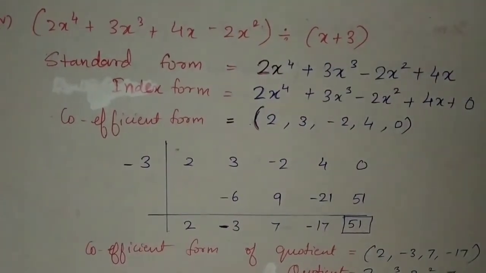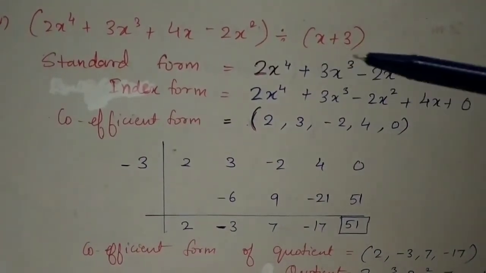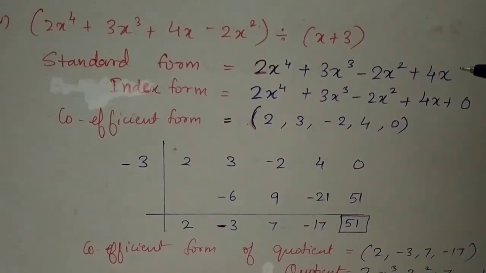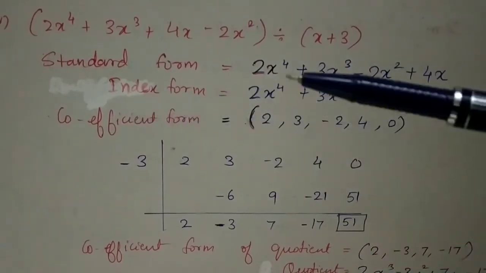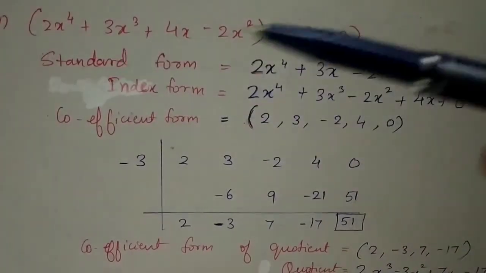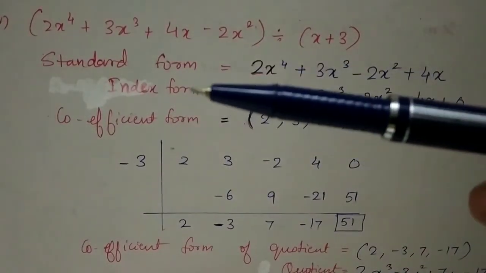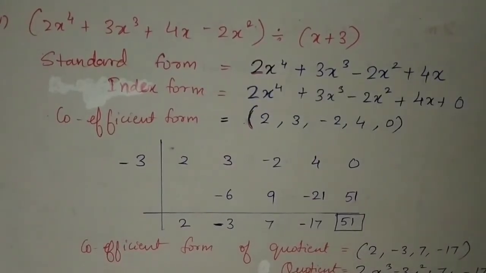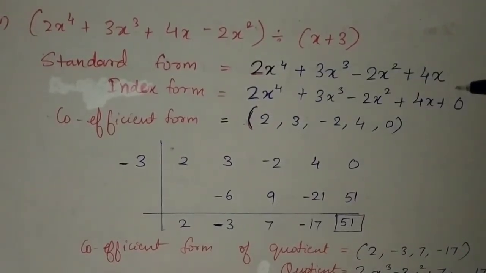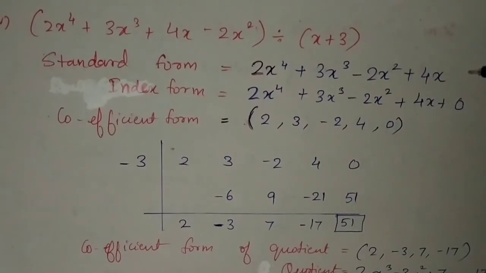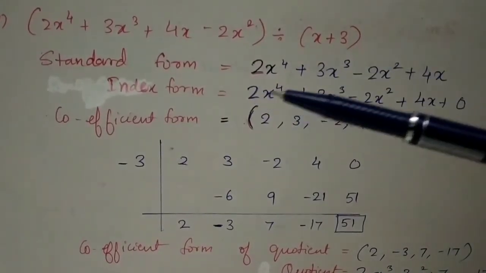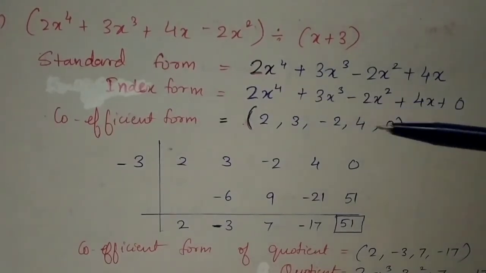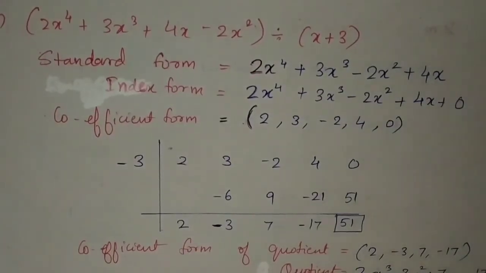But the last part is what? x raised to 1. 4, 3, 2, 1, no problem. But there is a number missing here, right? And therefore index form, I write down this. Standard form means you arrange it in a proper order. Index form means whatever is missing, you put that. So here what is missing? This last one, raised 0 power is missing. So 0 we put it. And then we write down the coefficient form where we write down these numbers 2, 3, minus 2, 4 and 0. Okay, that is the coefficient form.